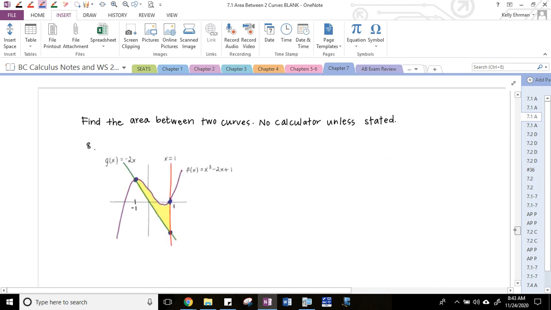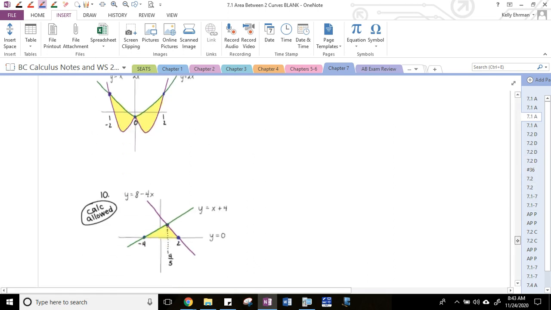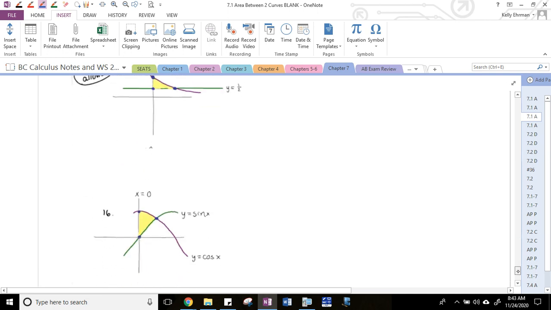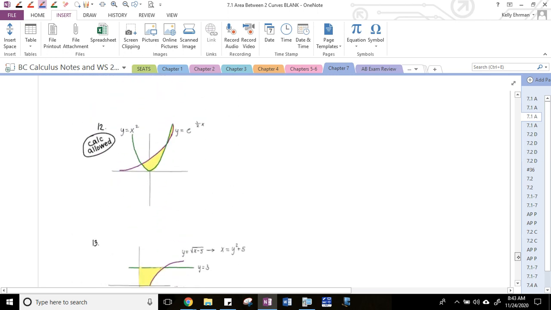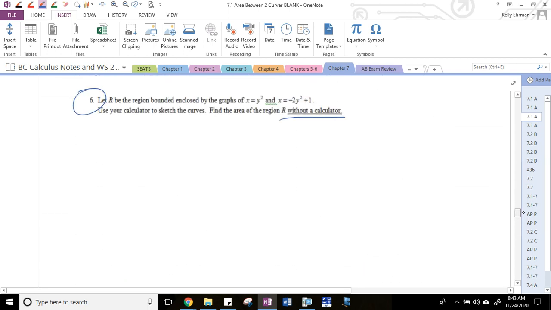All right, looking through this. Find the area between two curves. No calculators unless stated. So you can see on here where it says calculator allowed, calculator allowed. Okay, so this is a lot of work to do. But remember, on the calculator allowed problems, you're just setting up the integrals and then just getting straight to the answer. Okay, so work on this.